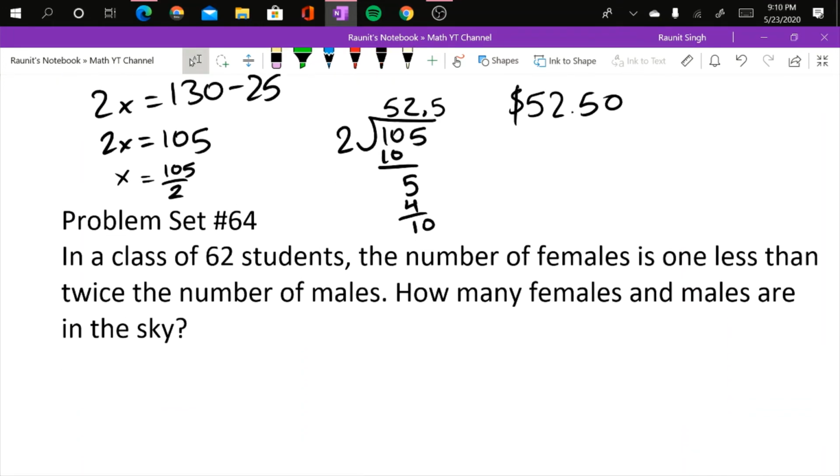Okay, so the next problem set is number 64. In a class of 62 students, the number of females is 1 less than twice the number of males. How many females and males are in the sky?